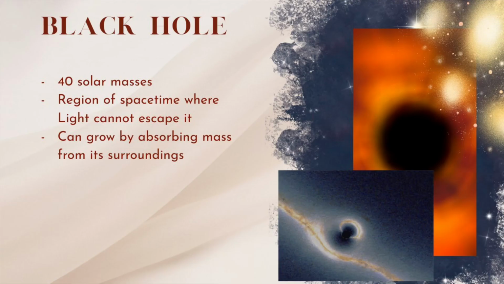If the star's mass is greater than 40 solar masses, then a black hole is formed. A black hole is a region of space-time where gravity is so strong that not even light can escape it. These black holes can grow by absorbing mass from its surroundings, which is terrifying.